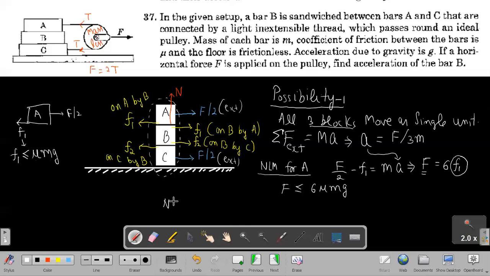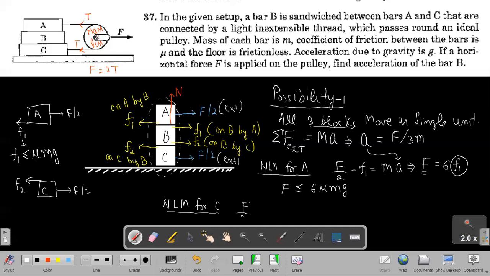Similarly, if I write down the Newton law equation for block B and block C, look at block C now. That block C has a force capital F by 2 to the right side, and it has a friction force F2 to the left side. So similar working can be done for block C also.